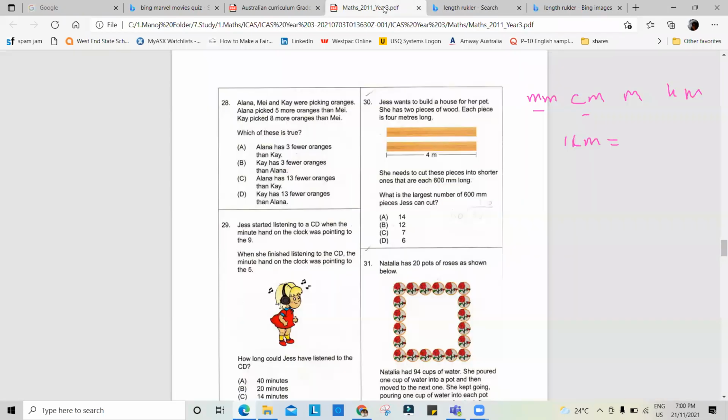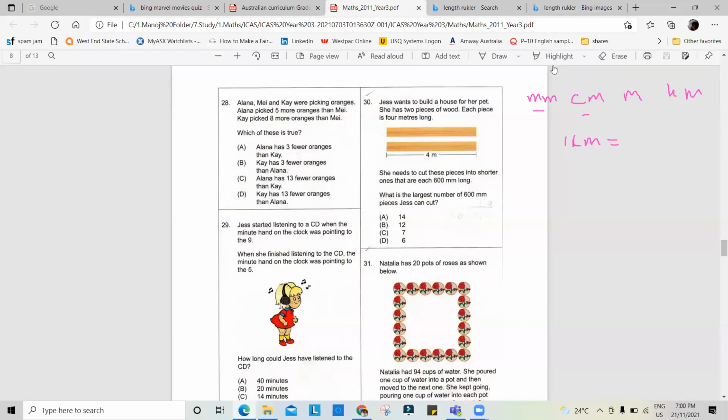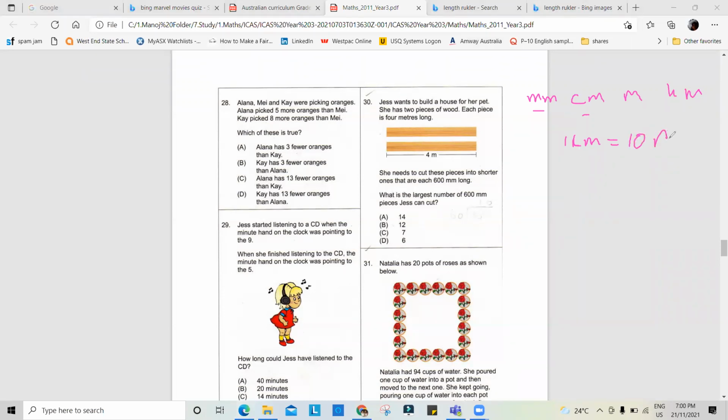Then we go back to the paper again. So 10 millimeters is equal to 1 centimeter, right? Then 1 centimeter equals 10 millimeters. In your book, can you write it down? Yeah, I wrote it down. Millimeter, centimeter, meter, kilometer. I wrote that, Uncle. Okay.